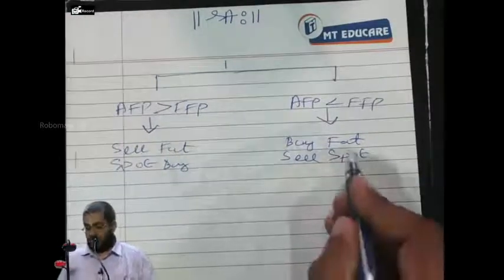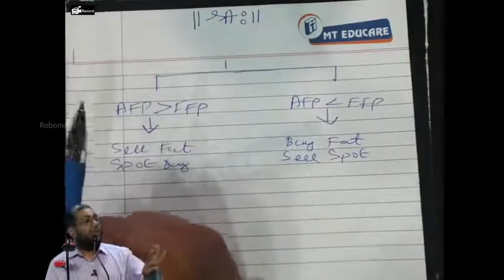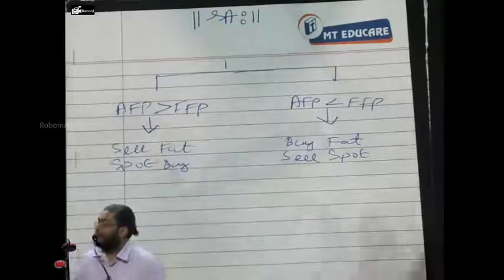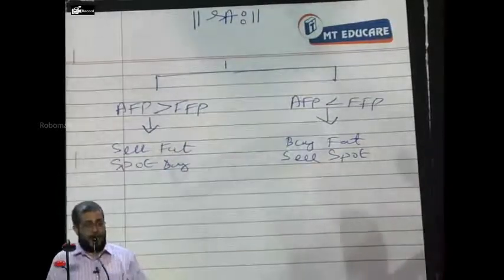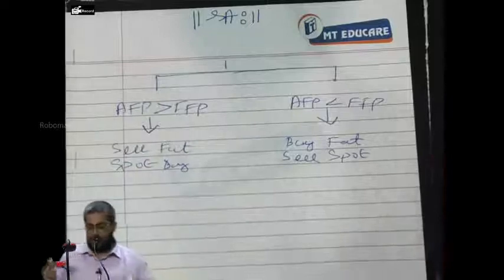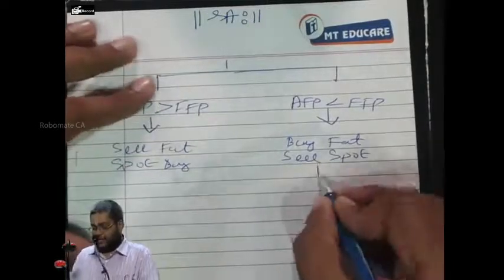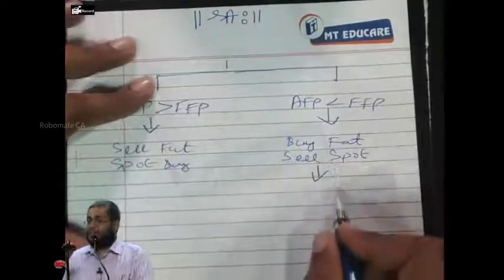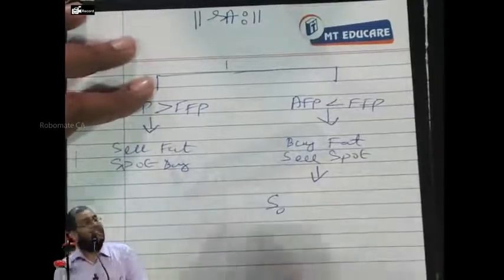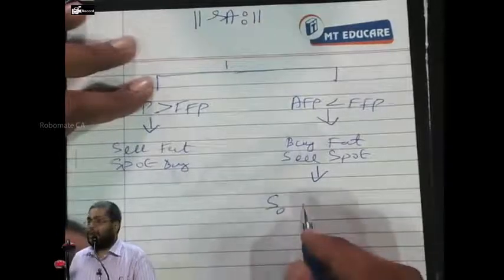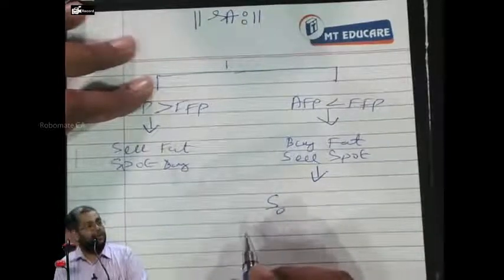So through these two strategies only, in all the previous four sums, we made a profit. Nothing has been discussed elaborately. Now come to the strategy first. I sell at spot. When I sell at spot, what I get is the spot price. S0 means the price today. That is an inflow.